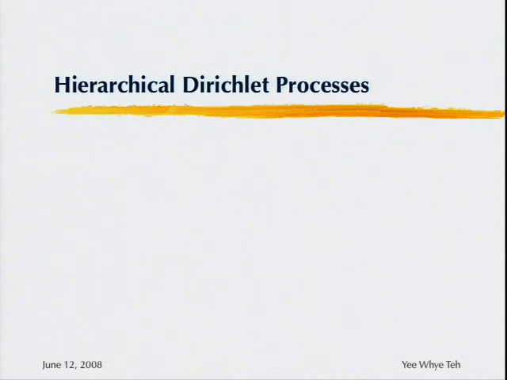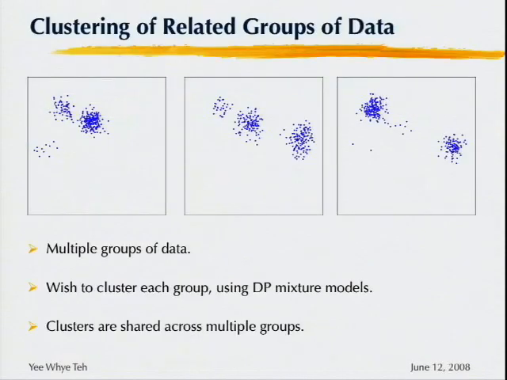So I'll move on to hierarchical Dirichlet processes now. For Dirichlet processes, I've just motivated it as clustering of one single set of data points. For the hierarchical Dirichlet process, the corresponding basic problem is still clustering, but you're clustering multiple groups of data points, such that the groups of data points are somehow related to each other.